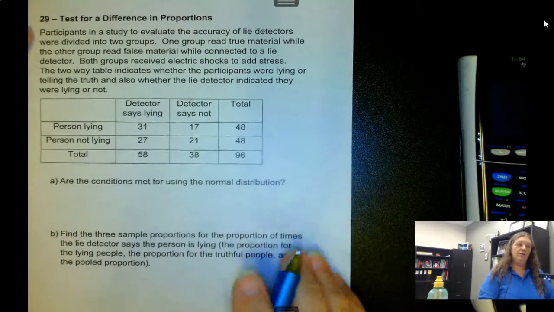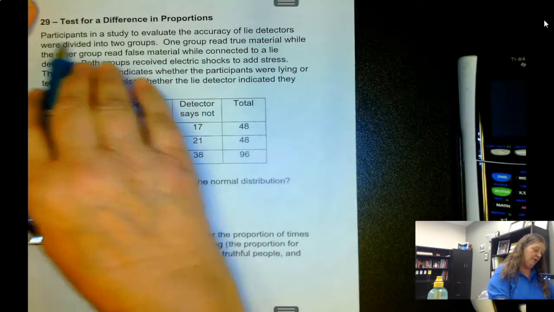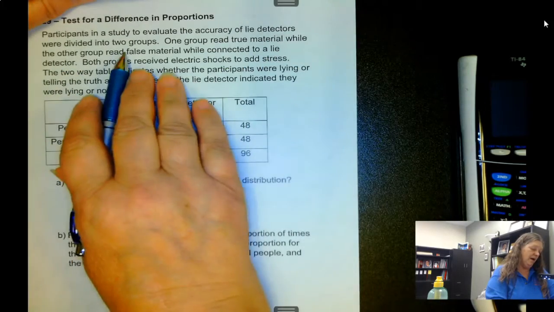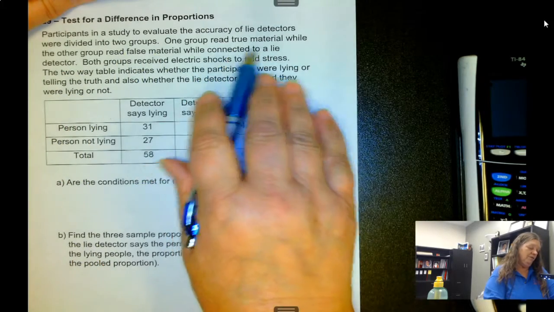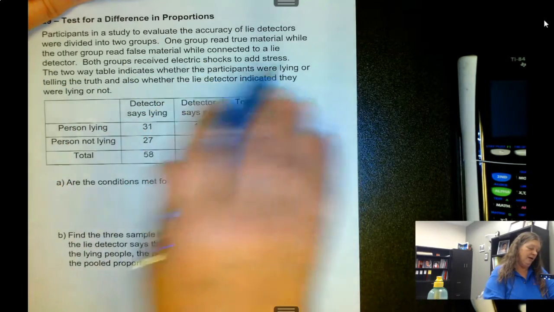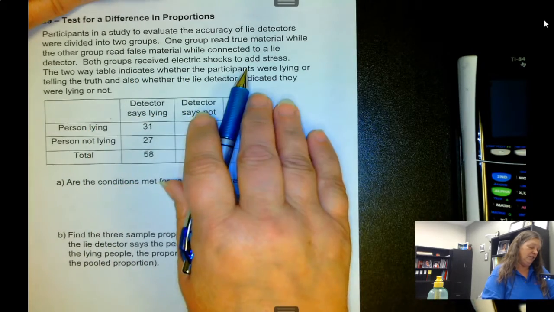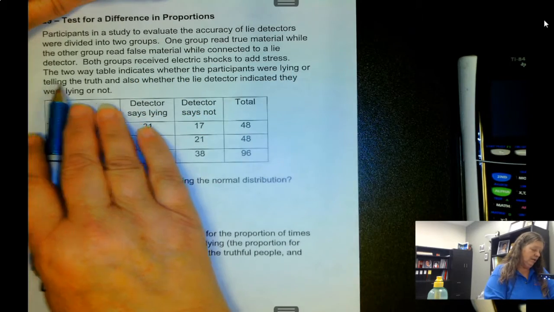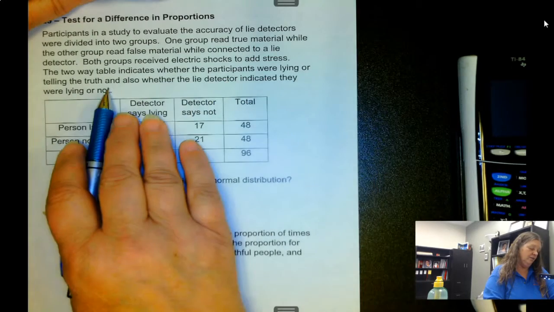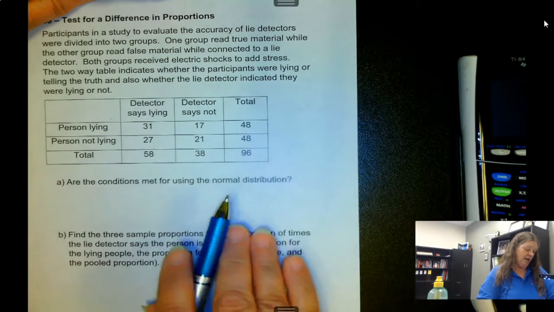Okay, now we're going to do hypothesis tests for difference in proportions. Participants in a study to evaluate accuracy of lie detectors were divided into two groups. One group read true material while the other group read false material while connected to a lie detector. Both groups received electric shocks to add stress. The two-way table indicates whether the participants were lying or telling the truth, and also whether the lie detector indicated they were lying or not.